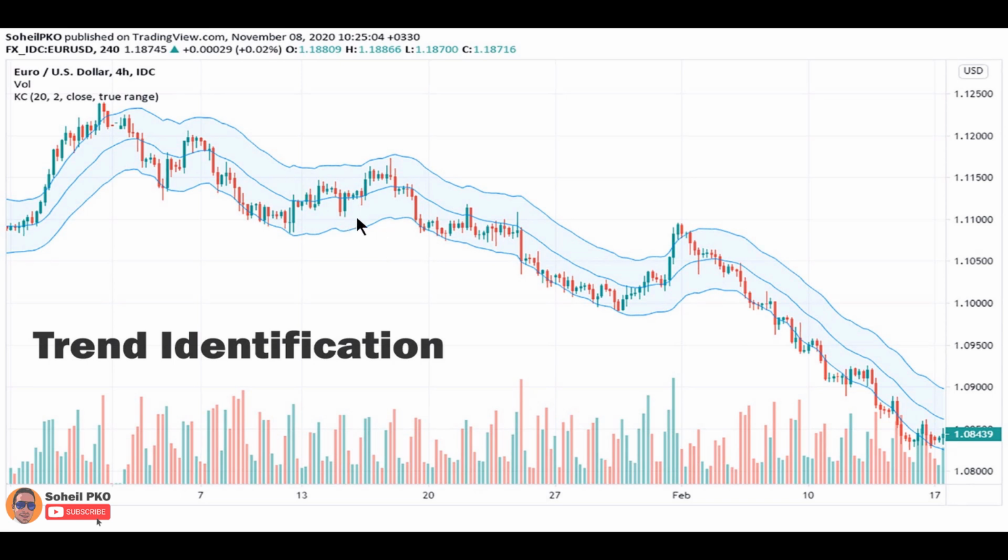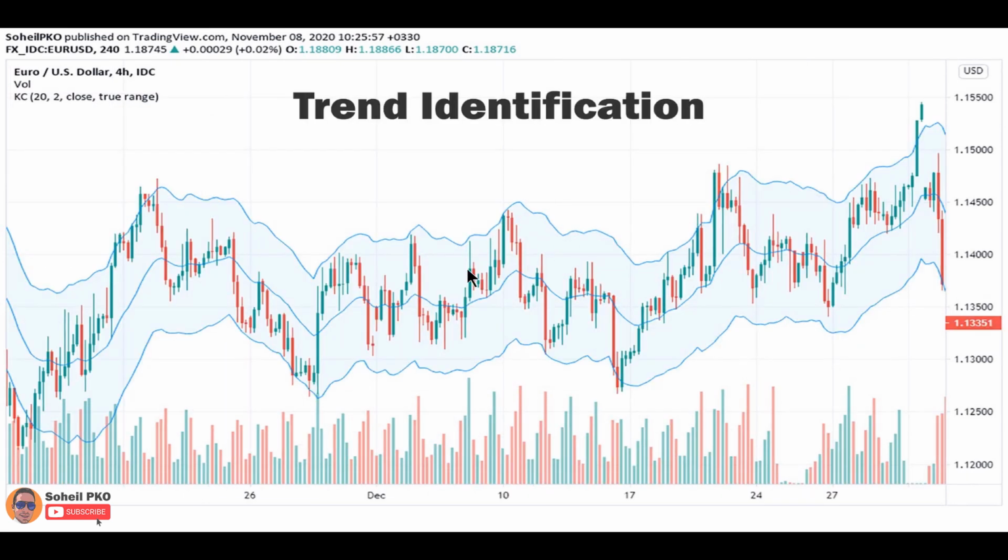And when the channel is moving lower, it shows that we are in a downtrend. As you can see in this case, the direction of the channel is down and it's going lower, and it tells us that we are in a downtrend. And when the channel is flat and moving sideways, it shows that we are not in a trend and the market is in a trading range, as you can see here on this chart.